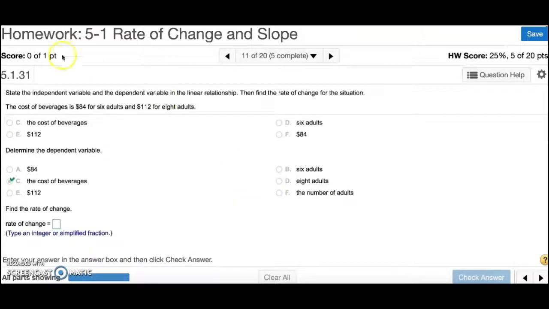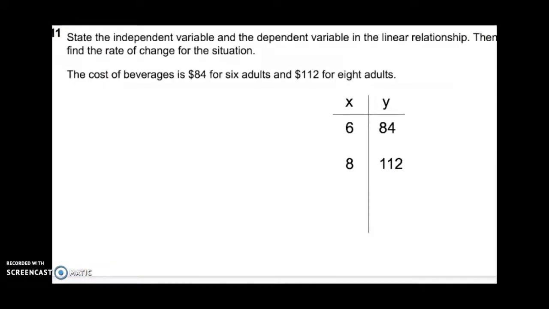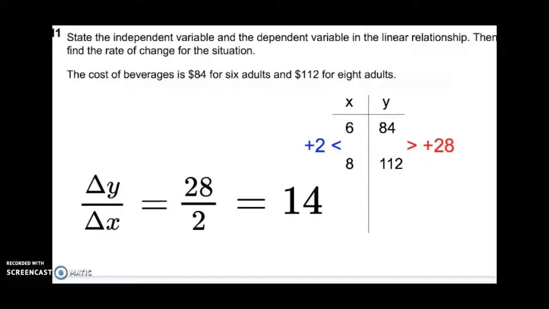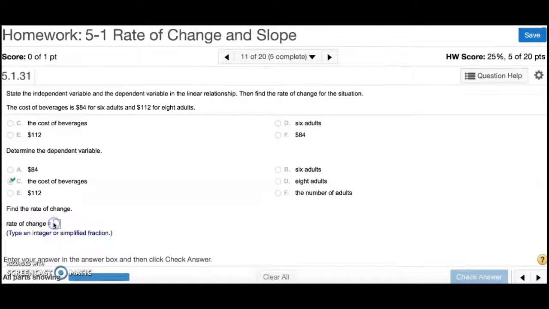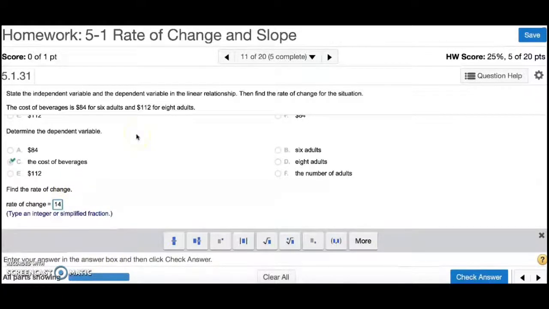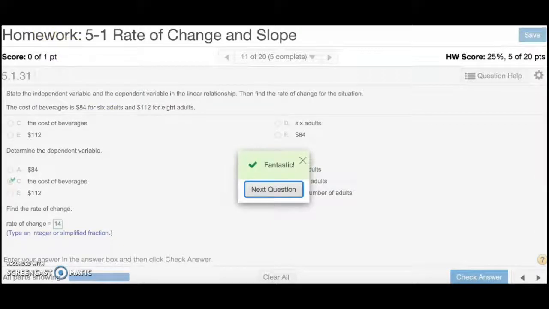Now we've got to find the rate of change. So making my table, the number of adults is the independent variable, or x, and the cost of the beverages is the dependent variable, or y. To go from 6 to 8, I add 2, and to go from 84 to 112, I add 28. Change of y over change of x: this is the change of y, this is the change of x, so 28 over 2 gives you 14. So the rate of change is going to be 14. Typing in 14, that's the answer to number 11.